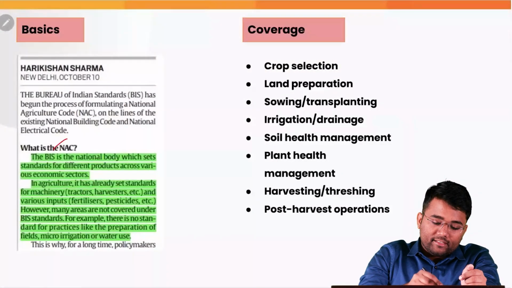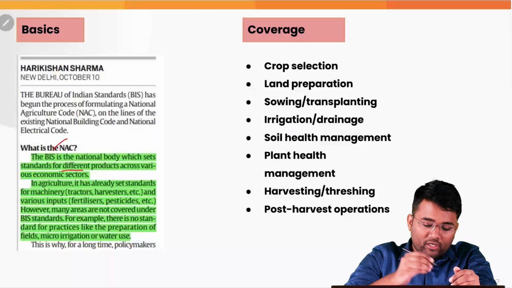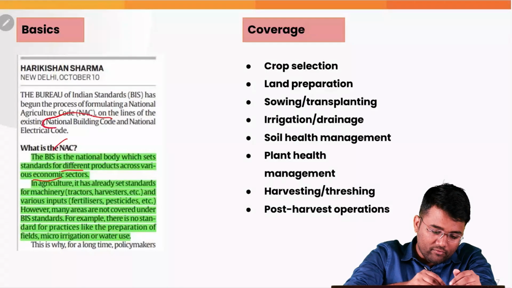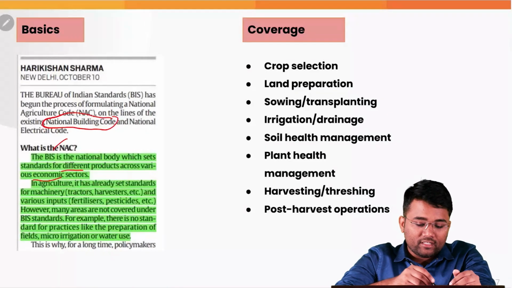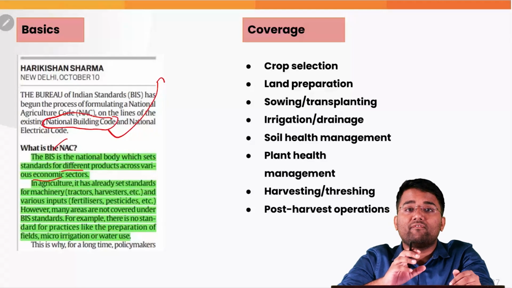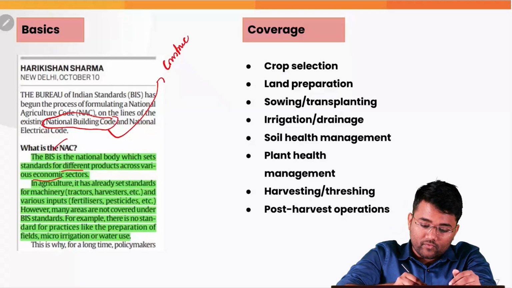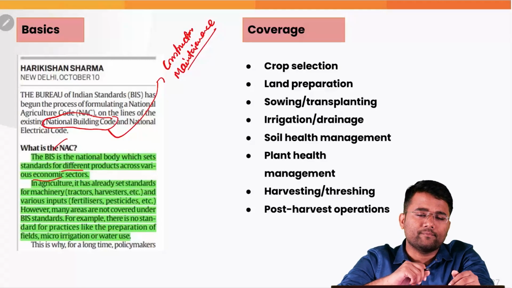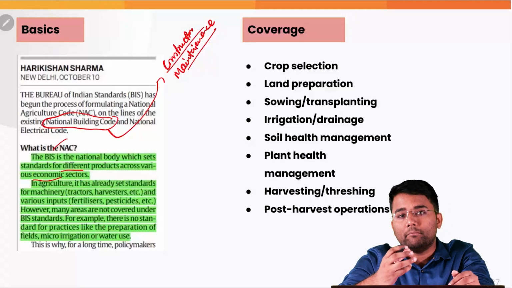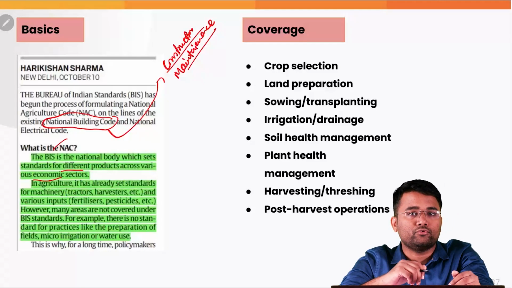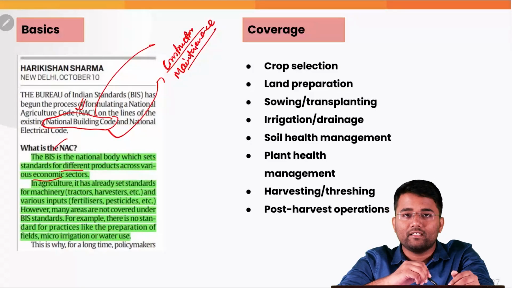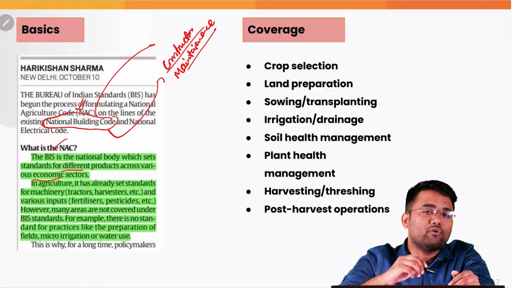So BIS is the national body which sets standards for different products across various economic sectors. For example, the National Building Code, which has been developed by BIS itself, tells us various standards that we have to follow for construction, for maintenance, as well as for various safety measures, for example, fire safety measures. While going for the construction, what material should be used and in what amount, so that all the aspects are looked after by this National Building Code. And the buildings that are being developed need to follow this National Building Code.